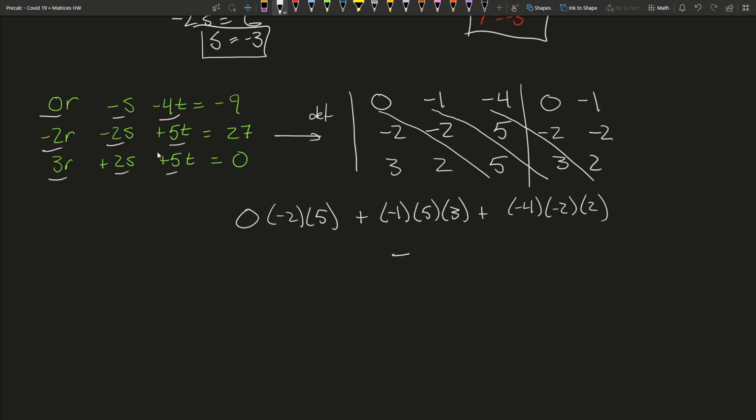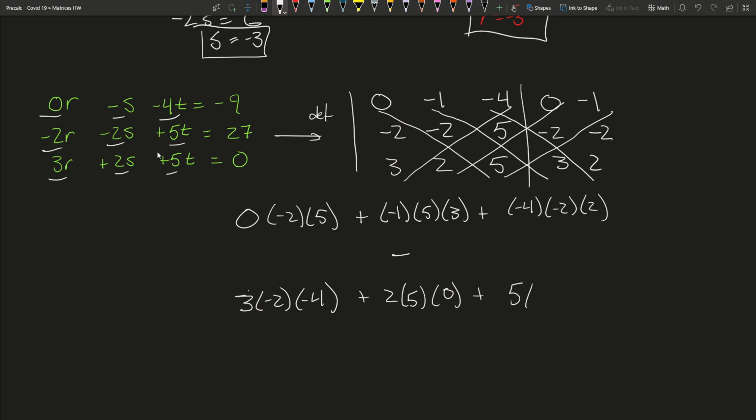And then we subtract the opposite direction. So 3 times -2 times -4 plus 2 times 5 times 0 plus 5 times -2 times -1.